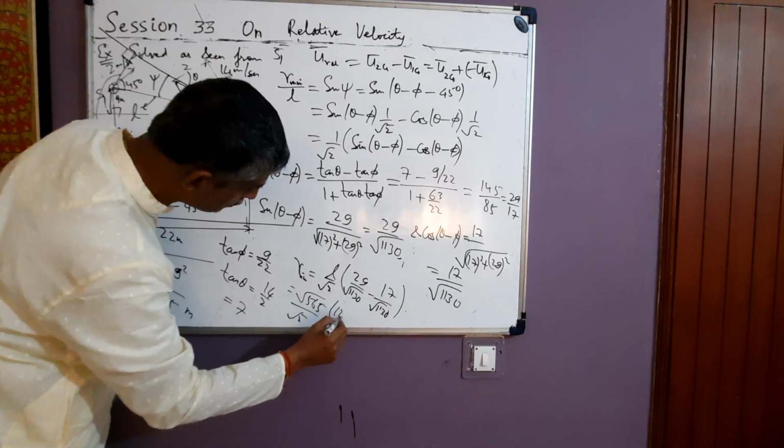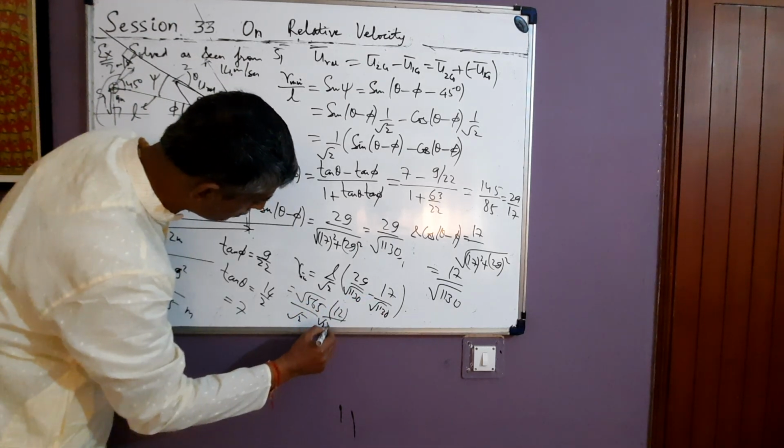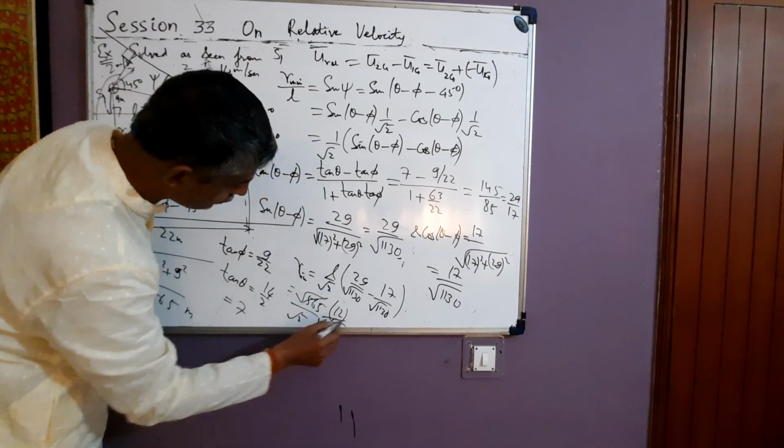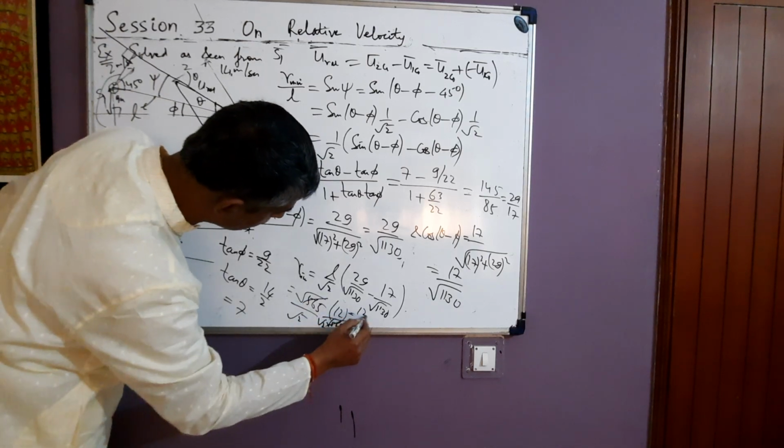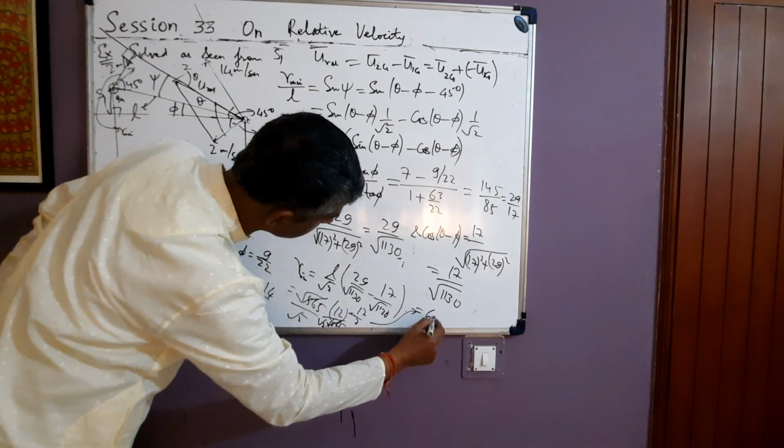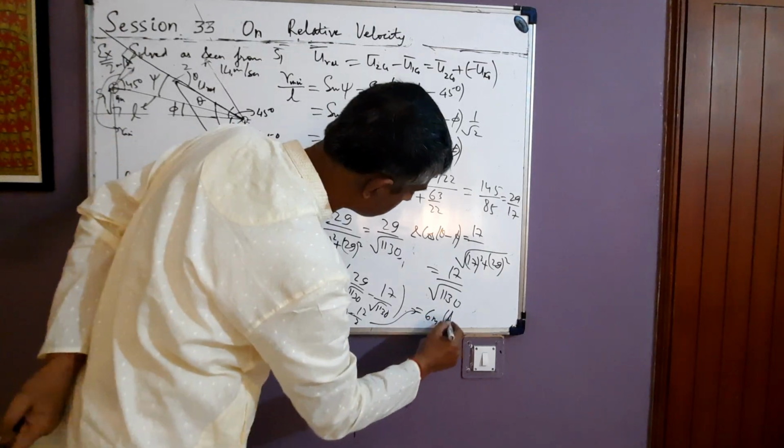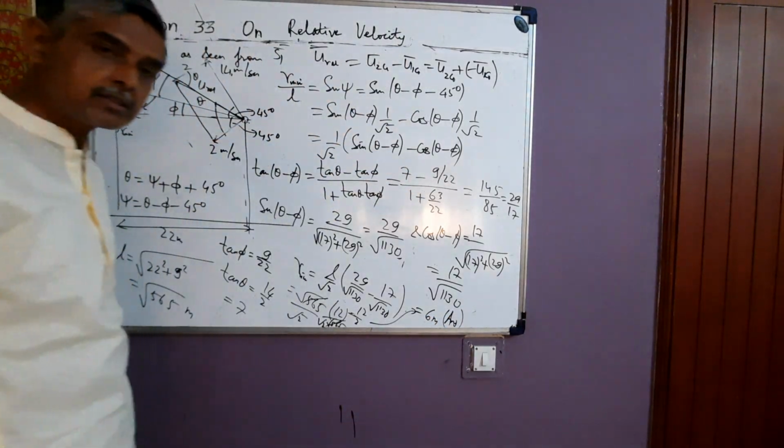29 minus 17 is 12. Root 1130 is root 2 into root 565. These two cancel out. 12 by 2 becomes equal to 6 meter. This is the answer. In method 1 we have obtained the answer.